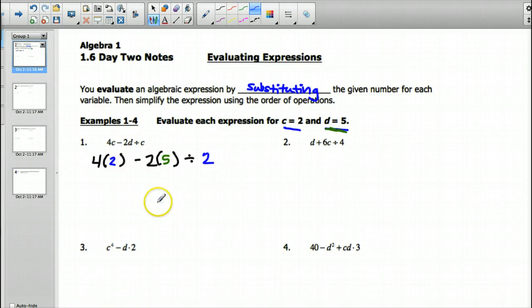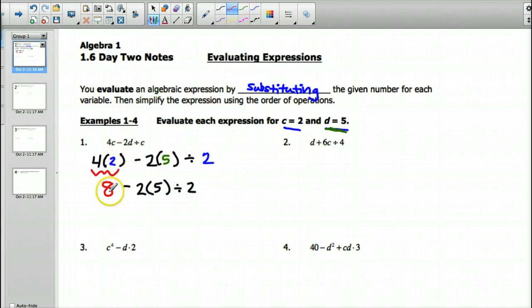Now I'm going to do my order of operations, since this is all numbers now, this is all arithmetic, and order of operations says I start inside my grouping symbols. Inside my grouping symbols I just have my 2 and my 5, so I can't really do anything with 2 and 5, so I can move on to exponents. There are no exponents in this problem, so that means I can move on to multiplication and division left to right. My first multiplication I see is right here at the beginning, 4 times 2. 4 times 2 is 8. So we have 8 minus 2 times 5 divided by 2.